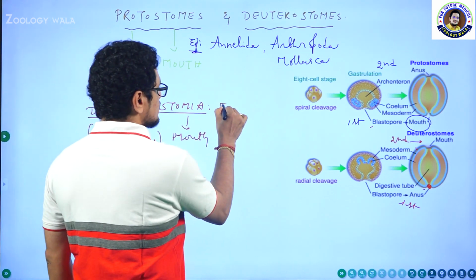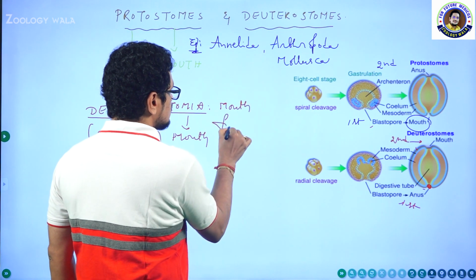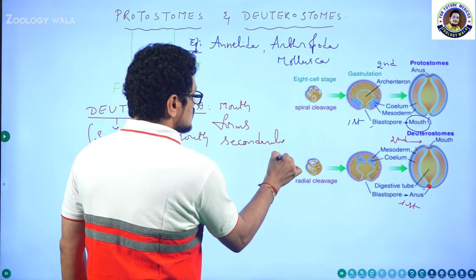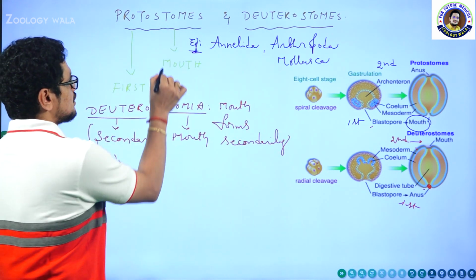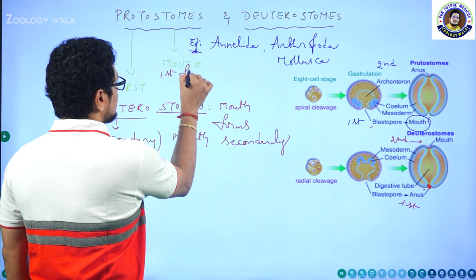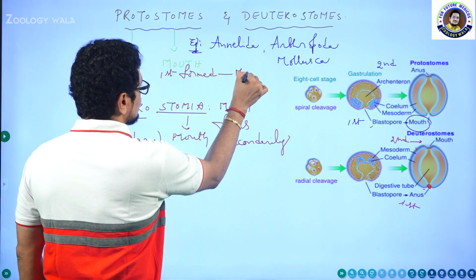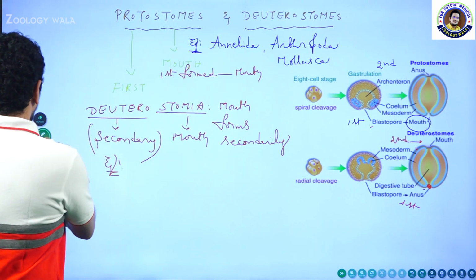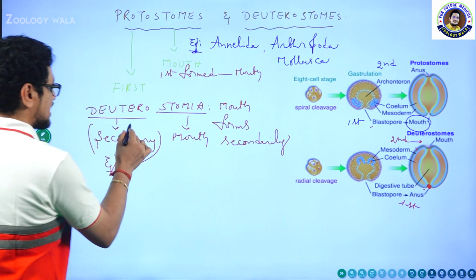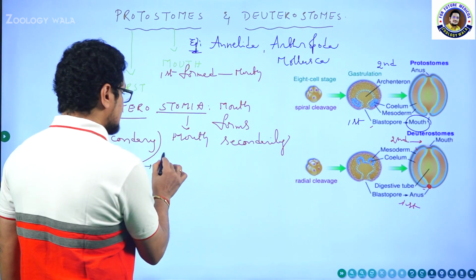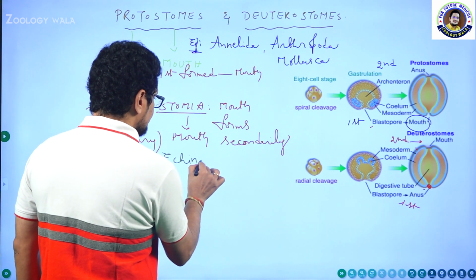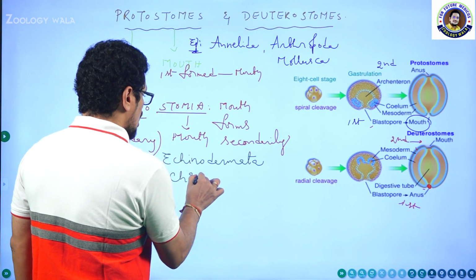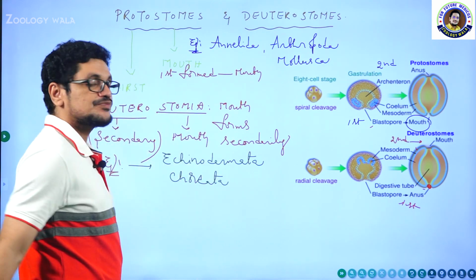In deuterostomes, the mouth forms secondarily during development. So the second formed opening will become the mouth, whereas the first formed opening becomes the mouth in protostomes. Where will you find this deuterostome condition? Generally it is seen in Echinodermata, Hemichordata, Chordata, like that. So all developed animals generally exhibit the deuterostome condition.